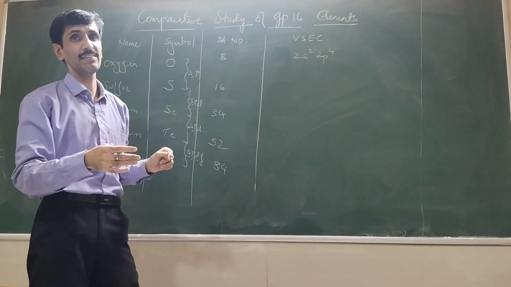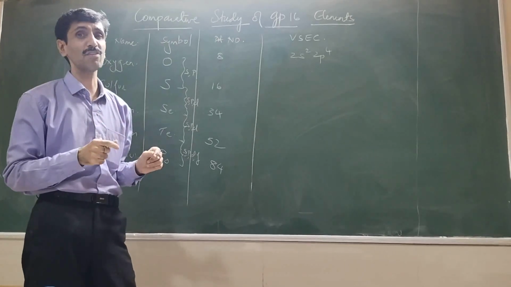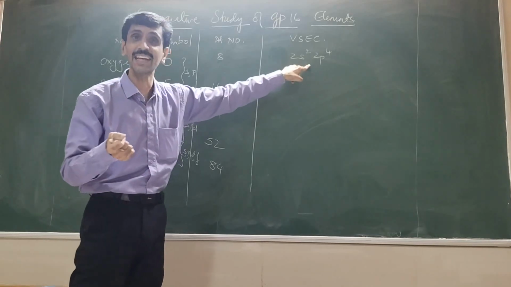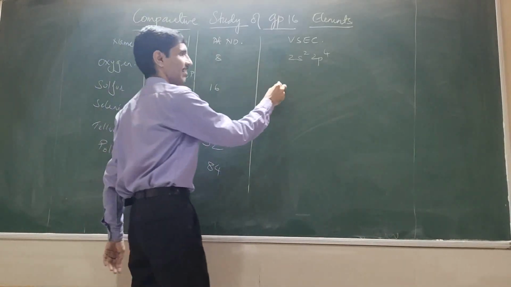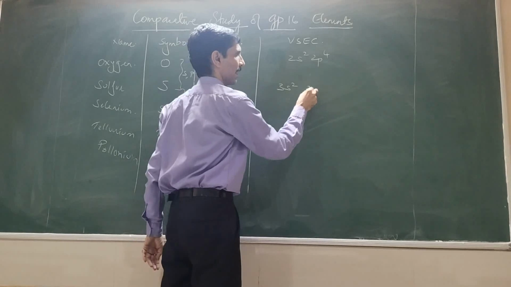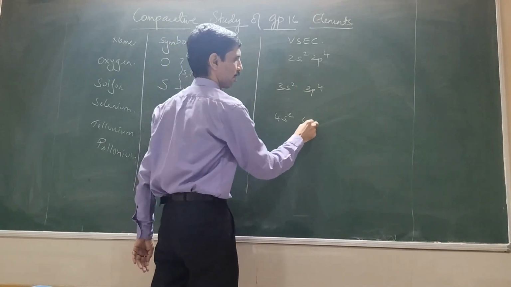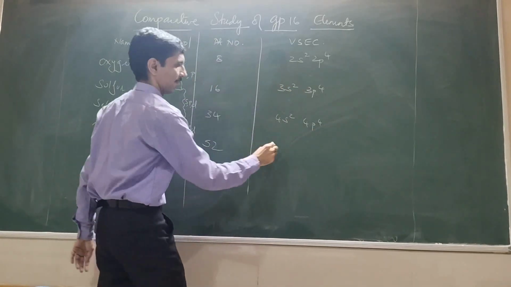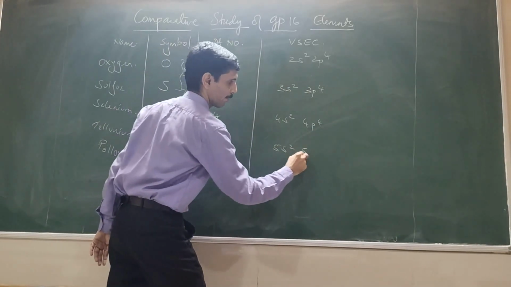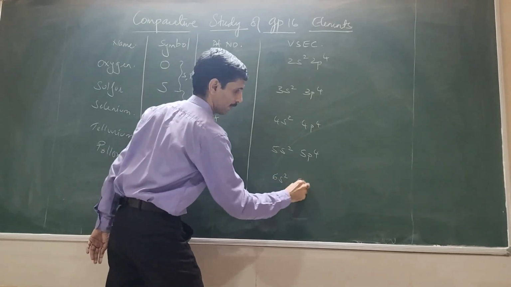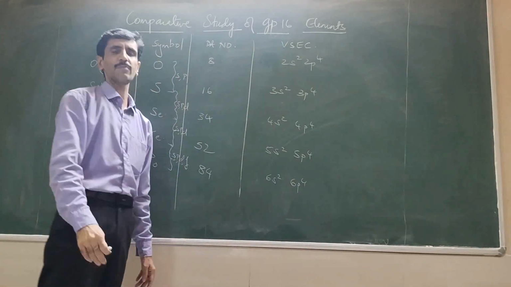So tell me, my dear friends, what should be the VSEC of sulfur? If I am going to increase this 2 by 1, it gives me what? 3. Oh yes. So the answer is 3s2, 3p4. Next we have is 4s2, 4p4. Next we have is 5s2, 5p4. And the last we have is 6s2, 6p4. Okay, these are the VSEC.